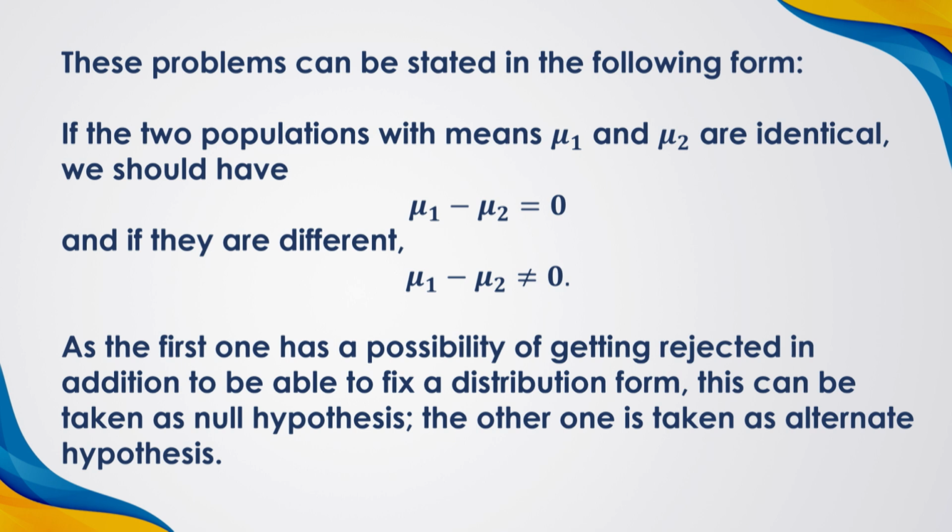These problems can be stated in the following form: if the two populations with means mu 1 and mu 2 are identical, we should have mu 1 minus mu 2 equal to 0, and if they are different, mu 1 minus mu 2 is not equal to 0. So, we have two hypotheses. As the first one has a possibility of getting rejected in addition to being able to fix a distribution form, this can be taken as the null hypothesis. The other one is taken as the alternate hypothesis.